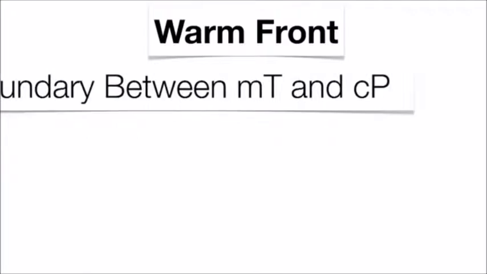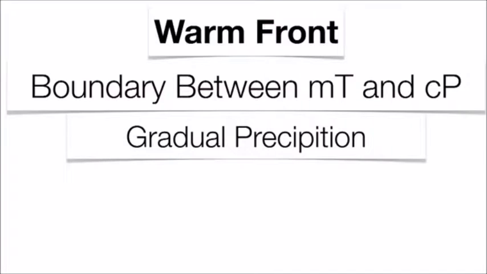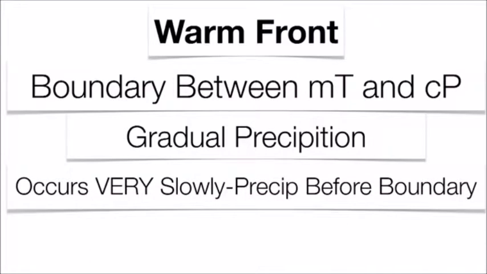Warm fronts are the exact opposite. Here's where a warm air mass is trying to overtake a cold air mass. You tend to get gradual precipitation. Usually occurs over a couple days. So if you're going to get a warm front on Wednesday, you're going to get precipitation probably Monday night into Tuesday. Very gradual precipitation because the warm air lifting is not as violent.